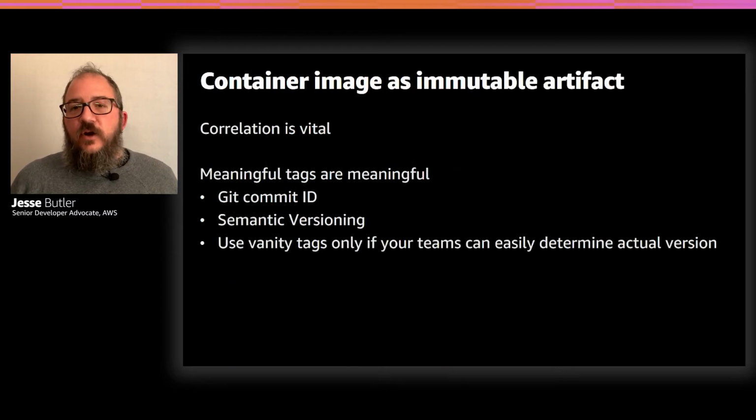And so we look to container images as an immutable artifact of the state of your code at a particular point in time, which is why I tend towards saying that latest isn't really the greatest container image tag. However, I'm not going to say don't use it, but I will say it's very vital that you can correlate the state of your code to the running bits. So meaningful tags are meaningful, right? You can use a commit ID, you can use semantic versioning, you can use vanity names, of course. You can use prod and release or staging, but just make sure that your teams can easily determine what the actual code is that's running.